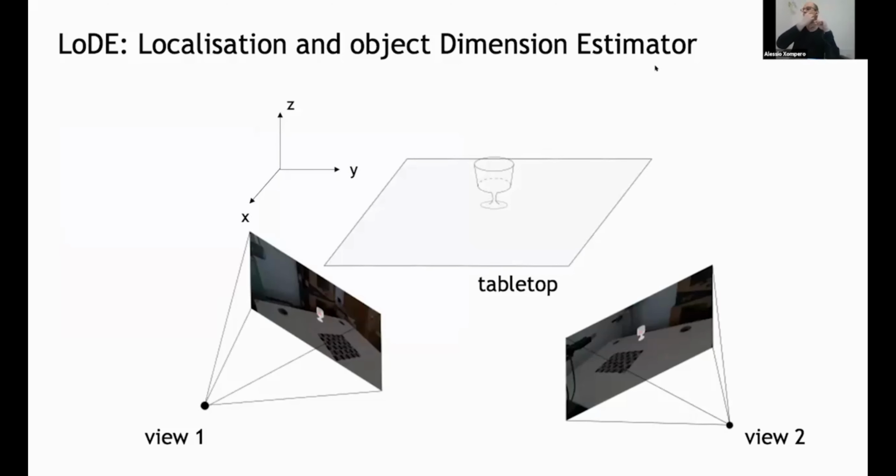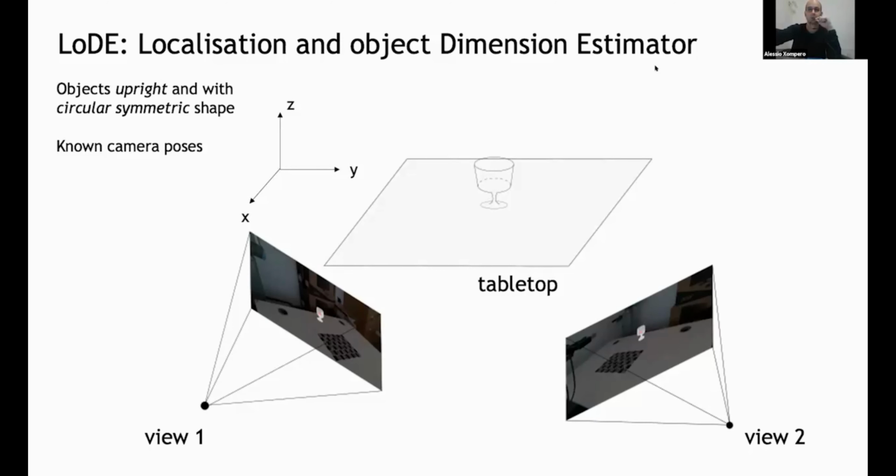So in order to solve this problem, we propose a novel approach that we call LODE, that stands for Localization Object Dimension Estimator. So here you can see the two views, and we assume that all the cameras are calibrated, so we know the camera poses, and the object lying on the table is always upright and with a circular symmetric shape. So this is one basic assumption that we made for our approach.